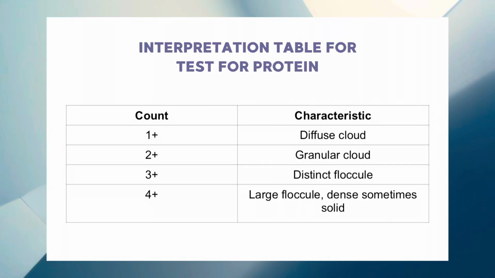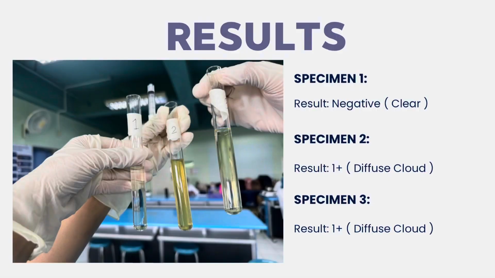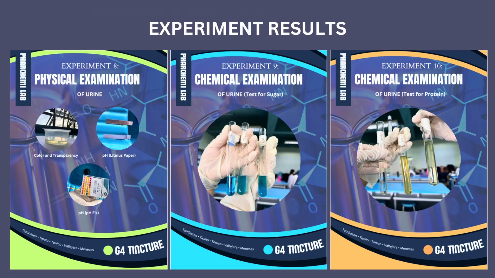Interpretation table for test for protein. Result for the chemical examination of urine, test for protein. Specimen 1 result is negative, it is clear. Specimen 2 result 1 plus diffuse cloud, and specimen 3 result 1 plus diffuse cloud. Experiment results. Physical examination of urine, chemical examination of urine, test for sugar, and chemical examination of urine, test for protein.